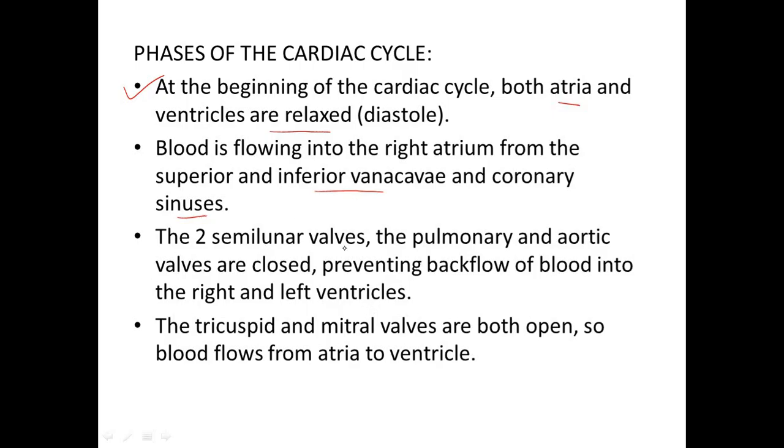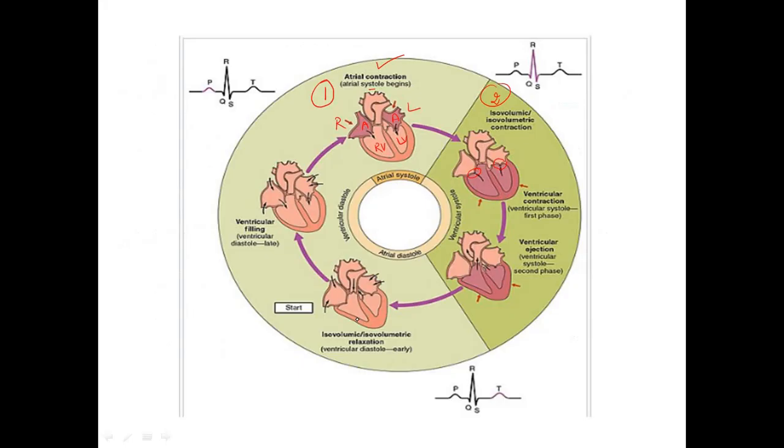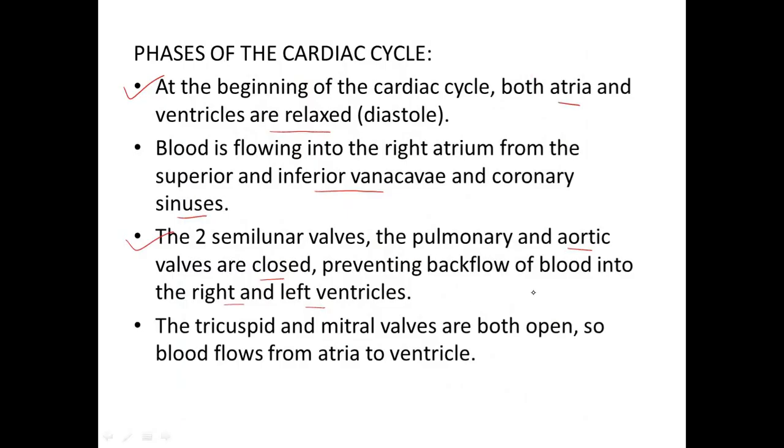The 2 semilunar valves, the pulmonary and aortic valves, are closed, preventing backflow of blood into the right and left ventricles. You can see here, these are the valves. This is the tricuspid valve, this is the bicuspid valve. They immediately close after blood enters into the auricle, so that blood is not entering into the ventricle, and they also prevent backflow of blood from the ventricle.